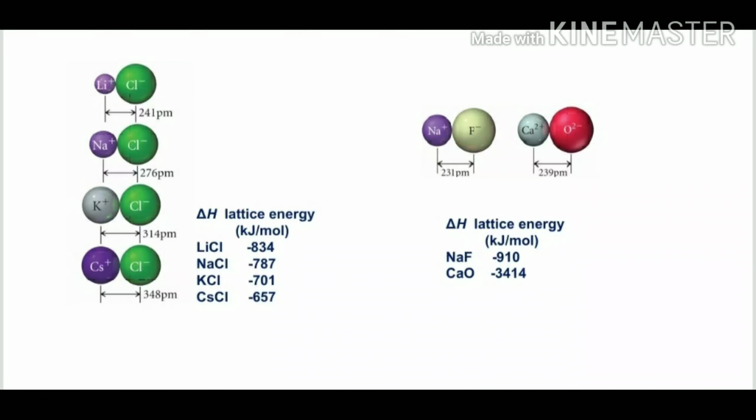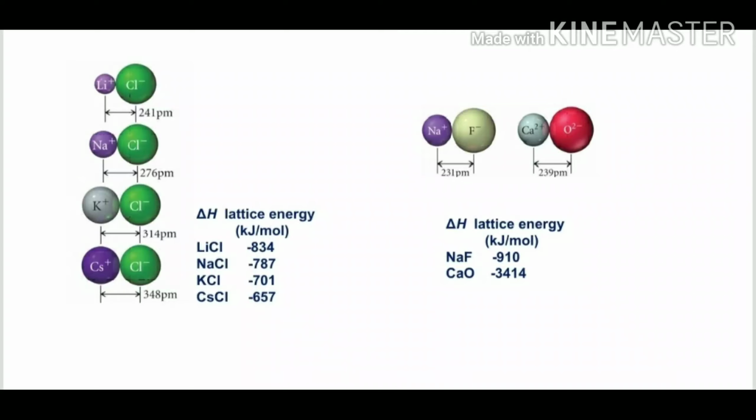In this slide, we see some univalent ionic compounds like lithium chloride, sodium chloride, potassium chloride and cesium chloride. Here the anions are the same, the chloride ion, whereas the cations are different: lithium, sodium, potassium and cesium. As we go from lithium to cesium, the ionic size is increasing. Because of this increase in ionic size, the lattice energy is decreasing. For lithium chloride it is minus 834, and for cesium chloride it is minus 657 kilojoule per mole.